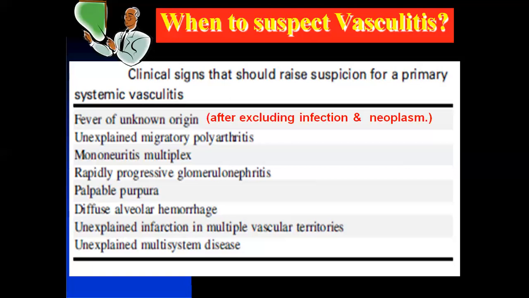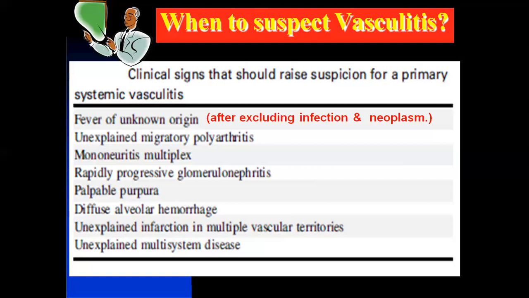Then we have mononeuritis multiplex, a neurological disorder. Rapidly progressive glomerulonephritis may be seen, palpable purpura, diffuse alveolar hemorrhage. So we do have symptoms associated with the kidney, skin, and the lungs, that is, diffuse alveolar hemorrhage. Unexplained infarction in multiple vascular territories and unexplained multi-system disease may also be seen.